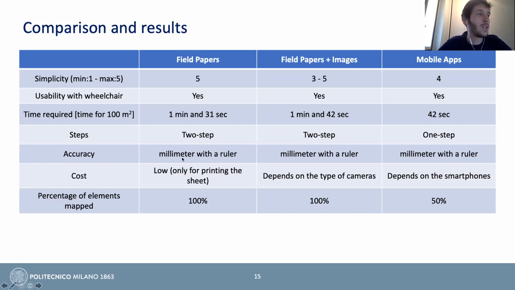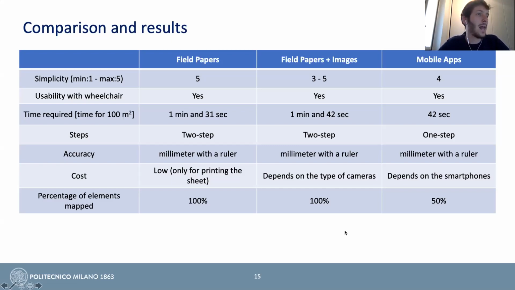The accuracy of all the methods is the same, because we found it useful to have a ruler to measure the height of the curb and to identify the width of the sidewalk in particular places. So all the methodologies need a ruler. The cost varies a lot, because it depends on the type of material needed. For example, for Field Papers, some paper doesn't cost so much. For the cameras and the smartphones needed for the other methodologies, it can also depend on the possibilities of the volunteers.